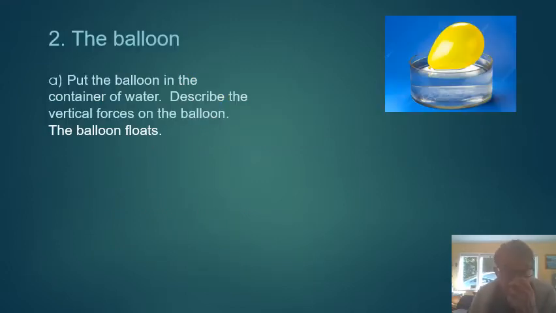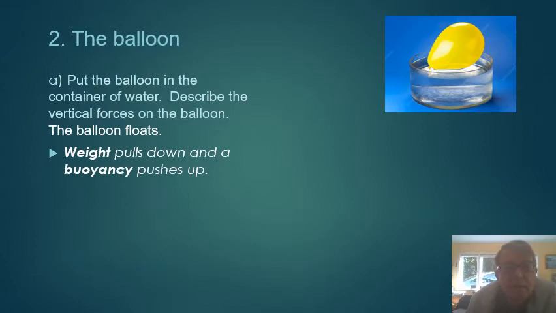Okay, what about a balloon? The balloon experiment. I'm not sure if you had a go at this or not. It said put a balloon in water and let it float and describe the forces on the balloon. Okay. So this time we're looking at vertical forces, up and down forces. Okay. So you've always got gravity pulling it downwards.